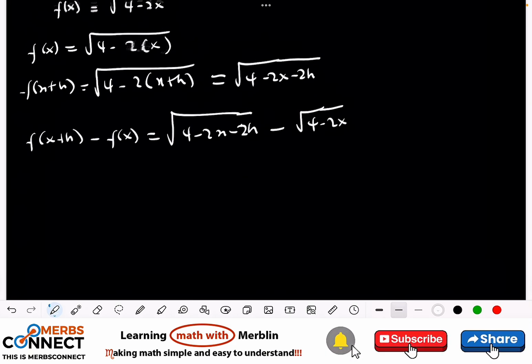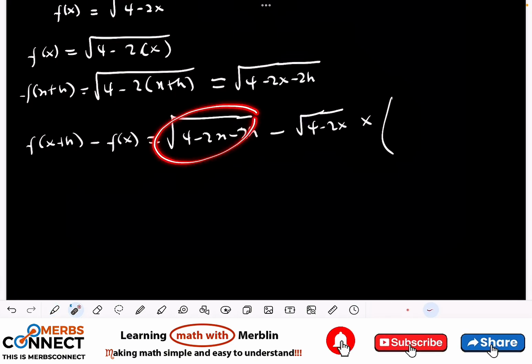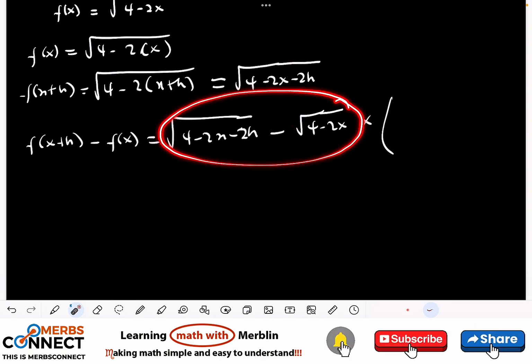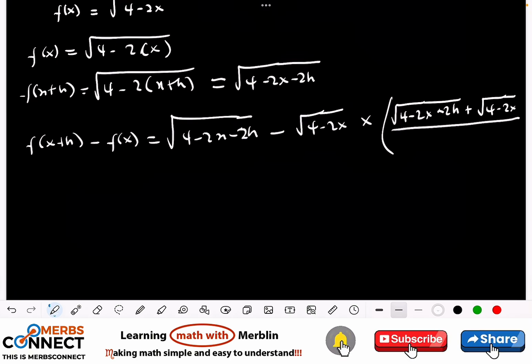So anytime I have a radical function and I write it in this form, this is what I need to do. I'm going to multiply this function by 1, but not just 1. We have two radicals here, one here and another one here. We look at the sign between them. This is minus, so I'm going to write the same thing here, but change the sign to positive. So this is going to be the root of 4 minus 2x minus 2h plus the root of 4 minus 2x, divided by the root of 4 minus 2x minus 2h plus the root of 4 minus 2x.